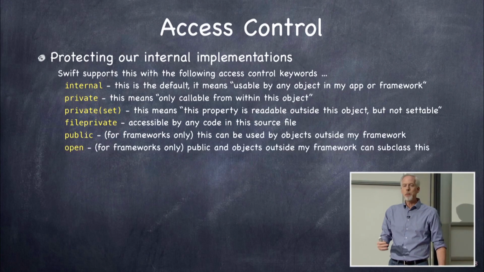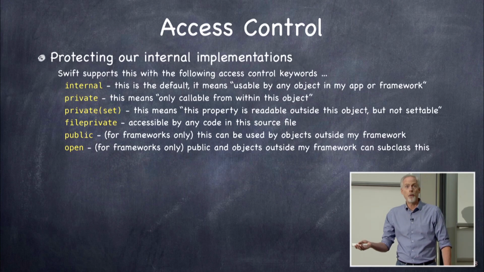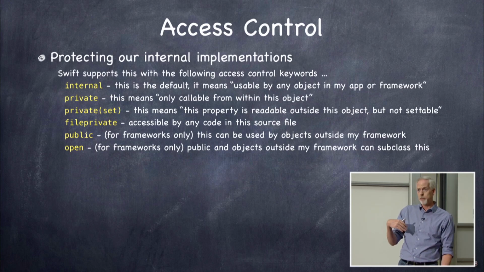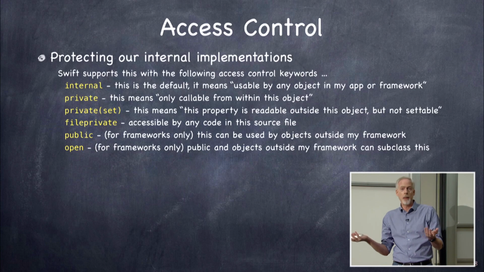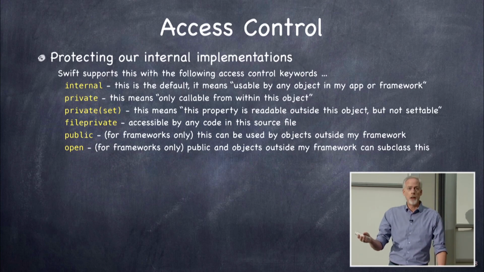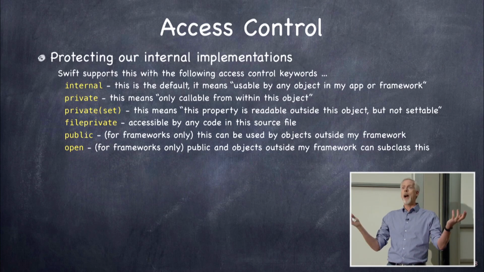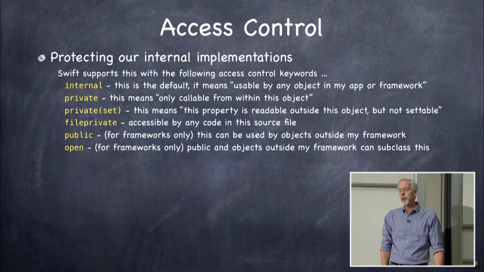Okay, the other ones are public and open. Those are for framework writers. Public means that people outside the framework can call it, okay? Doesn't make sense for outside your app. That would never happen. So outside your framework. And open means not only can people outside your framework call it, but they could subclass that class, override your methods, all that stuff. So open is like wide open. Okay? We don't care about that because we're not doing frameworks.